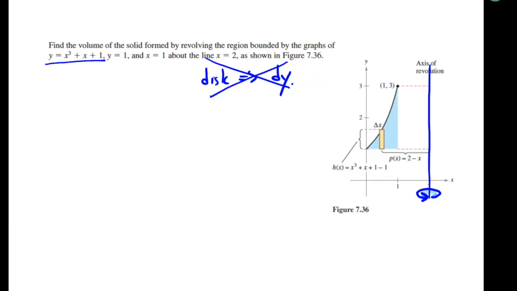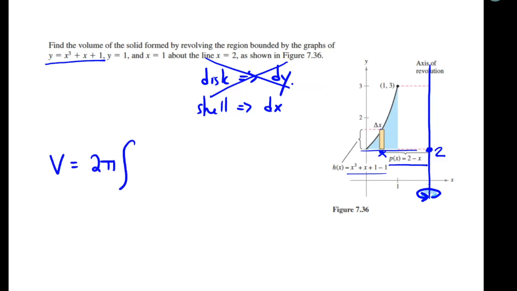But what we can do is use the shell method, since that's going to let us be in terms of dx. And in this case, notice your p, since it's over here, it's the axis of revolution minus the variable that we're working in. So right minus left, 2 minus x is p. Height is x cubed plus x plus 1 minus, this line is 1, so you just have x cubed plus x for your height. And you end up with your volume as 2 pi from 0 to 1 on 2 minus x and x cubed plus x dx.